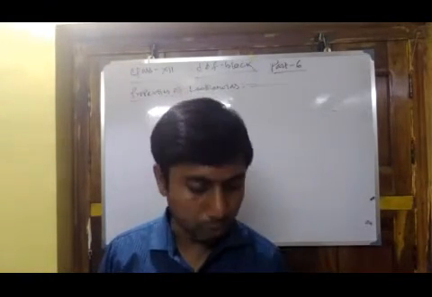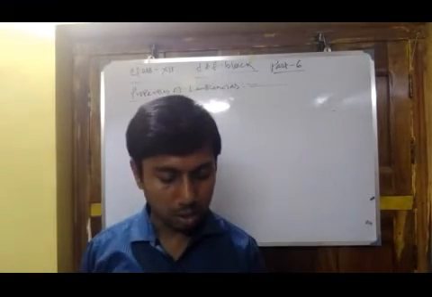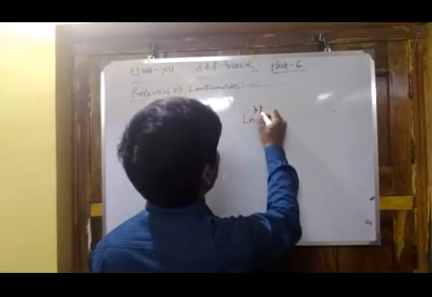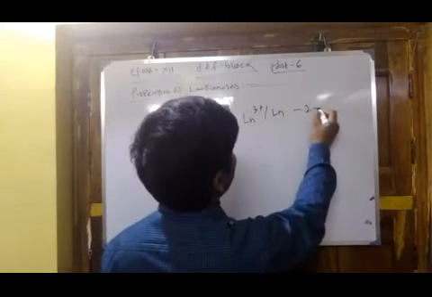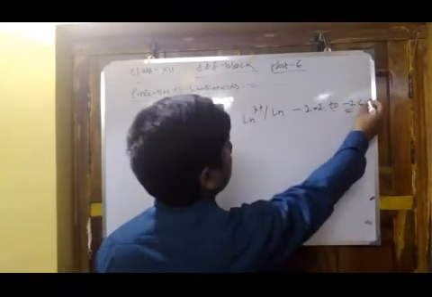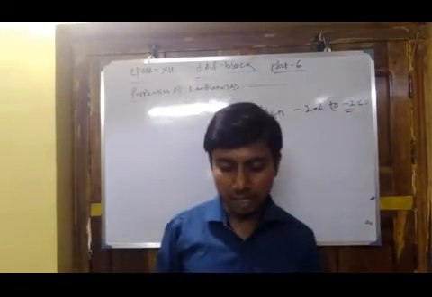Now the reducing nature. If you follow the E0 values of Ln3+ to Ln, here it is minus 2.22 to minus 2.6, which indicates that these are strong reducing agents.